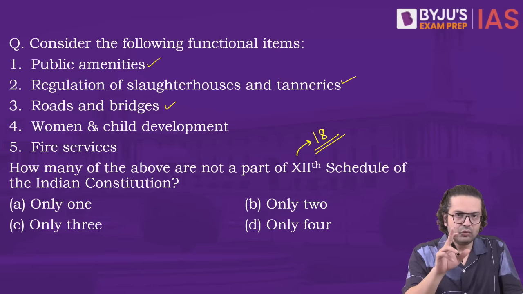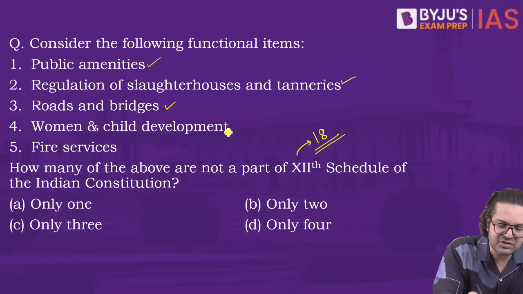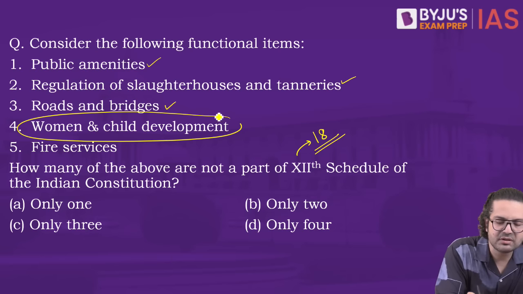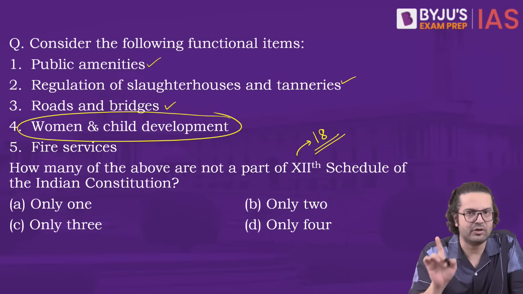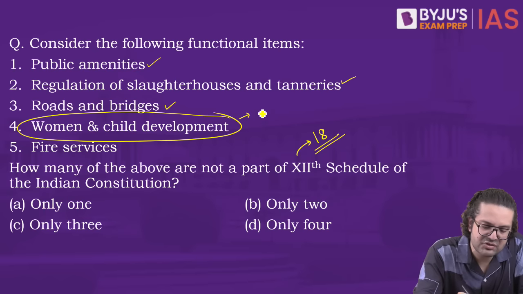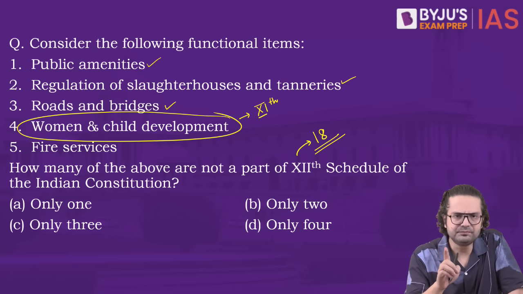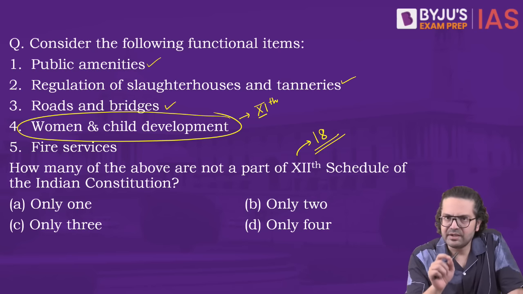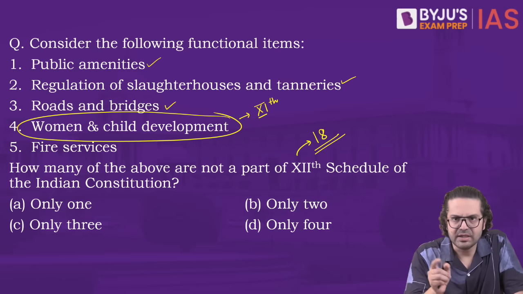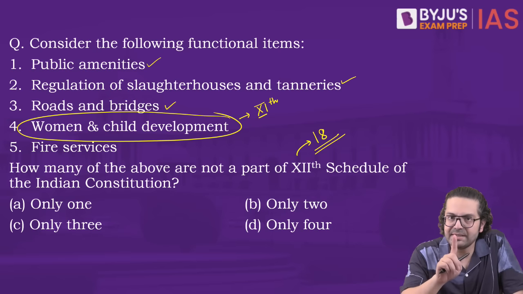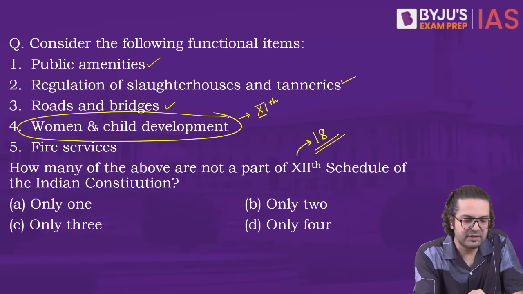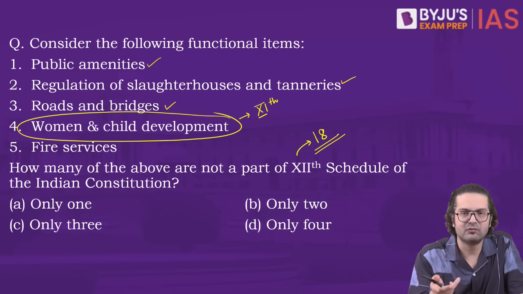Slum improvement. Though the phrase women and child development is not mentioned categorically under the 12th schedule, it is actually mentioned under the 11th schedule. Under the 12th schedule, they have a phrase called safeguarding the interest of weaker sections of society, including the handicapped and the mentally retarded. That phrase is used. Women and child development is under the 11th schedule, so not a part of the 12th schedule.